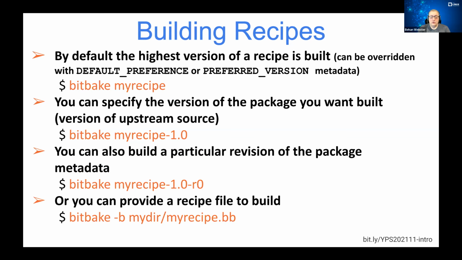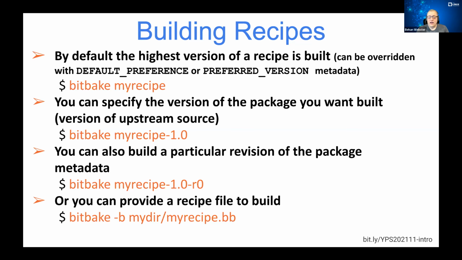We also can do, when it comes to recipes, build one of various recipes that are made available. Quite often, there's more than one version of a recipe that's made available. Now, typically, it's the highest version that's built by default. So let's say you have a 1.0 and a 2.0 version of the recipe. It will build the 2.0 version of the recipe because it's the higher version number.